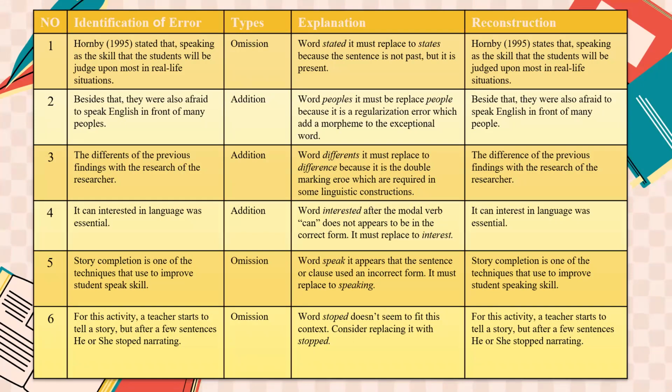Right. And the second example is that we found the sentence, besides that, they were also afraid to speak English in front of many people. It's addition because the word peoples must be replaced with people, because it's a regularization error which adds the morpheme to the exceptional word.